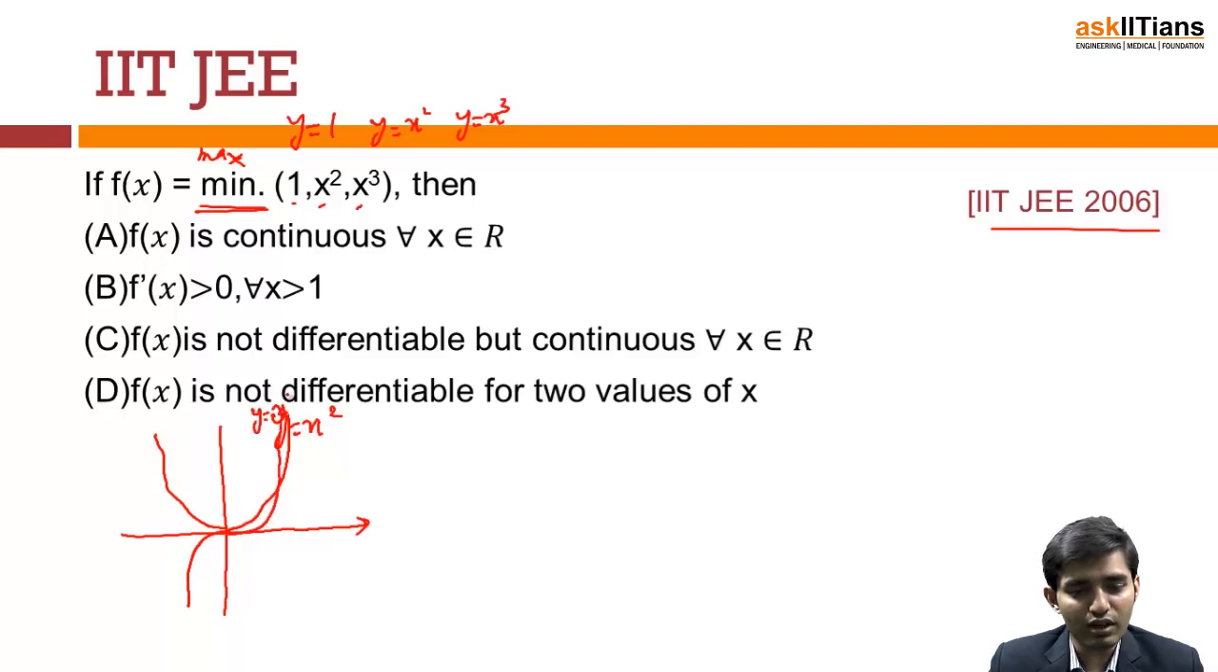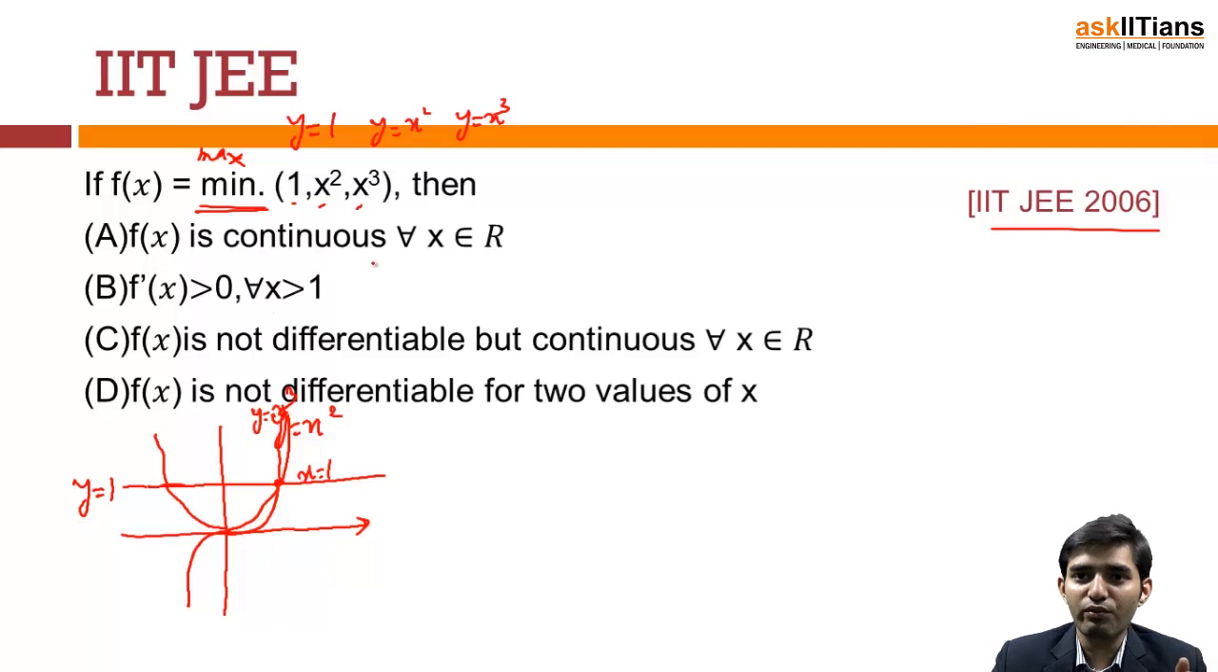This is y equal to x cube, and both of them will intersect at x equal to 1. This point is x equal to 1 because x cube equal to x square, so they will intersect at x equal to 0 and x equal to 1. And what will be the graph of y equal to 1? Y equal to 1 will be a straight line, a constant graph. This is the graph of y equal to 1. Now we have to take the minimum of all 3. So what will be the minimum of all these 3?